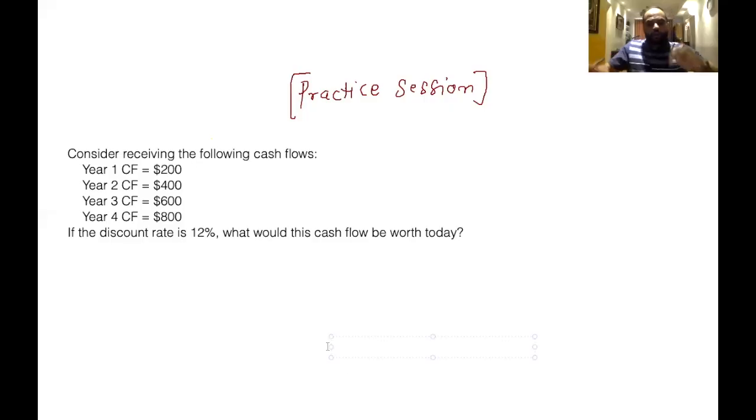Okay, so this is the question. Make sure you note down these questions, because this type of question you are most likely to see in your exams. So please calculate and tell me how much it is.